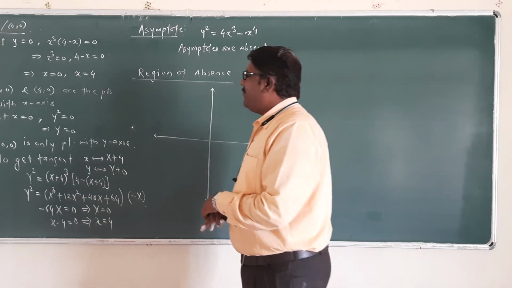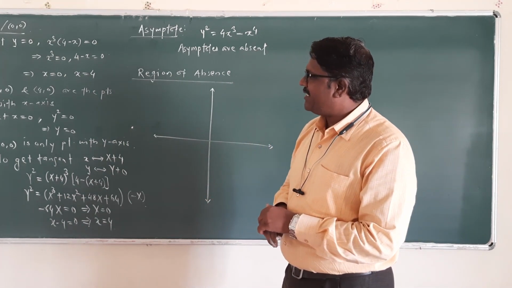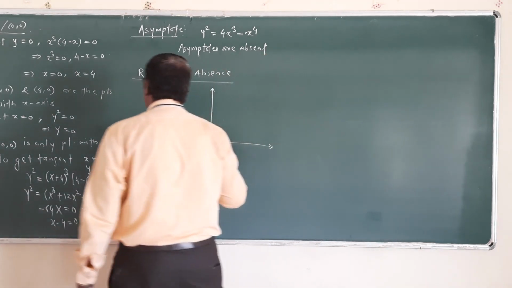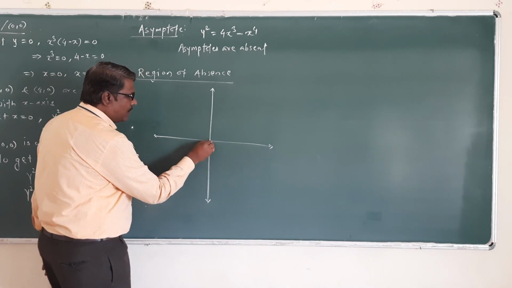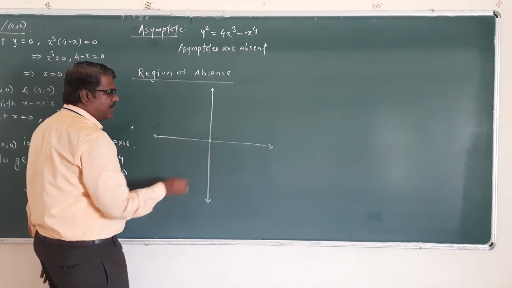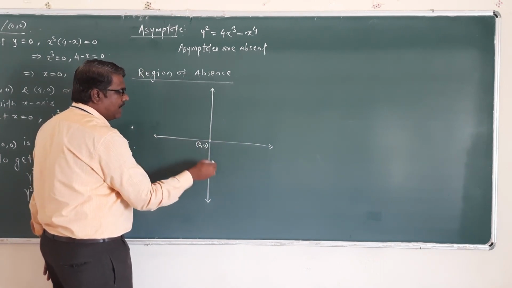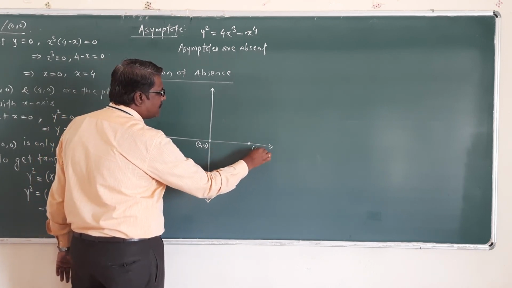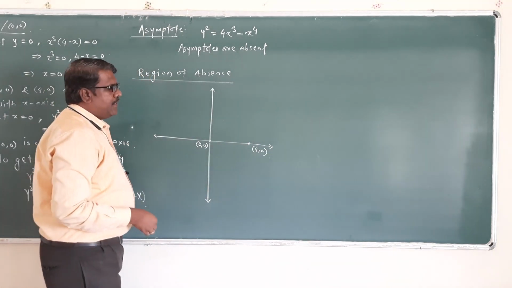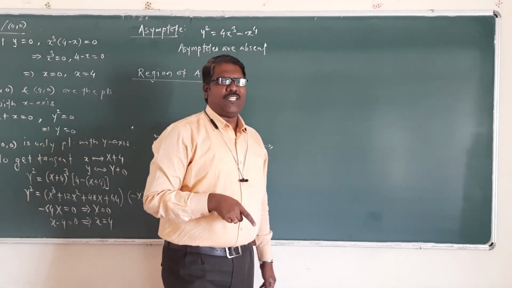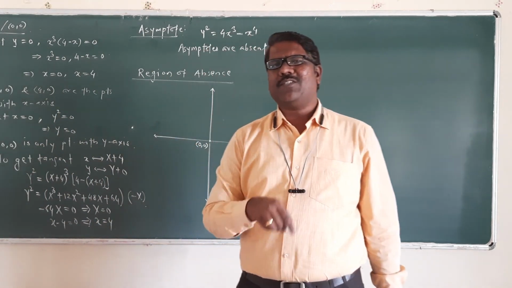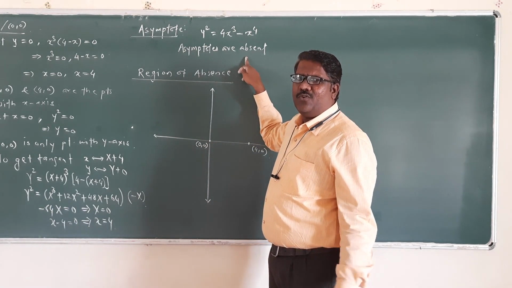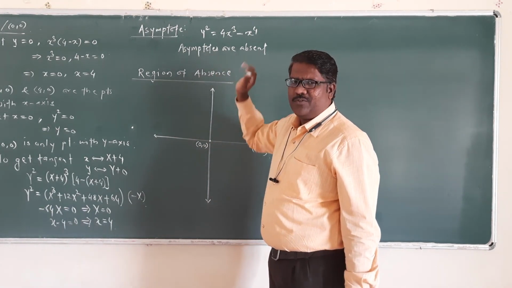So here, first we will plot the points of intersection, and the points of intersection are only the origin and 4, 0. So I will plot the origin as this dot, and suppose the point 4, 0 is here. So this is 4, 0. Now if asymptote is present, then asymptote itself is one of the partitions. But here asymptotes are absent, so there is no necessity to draw the asymptote.